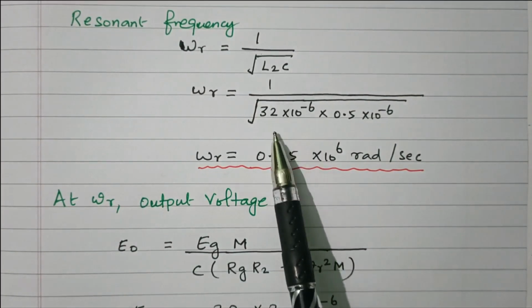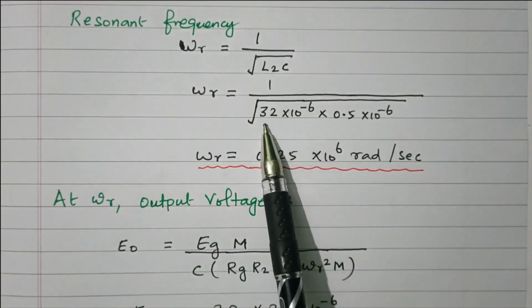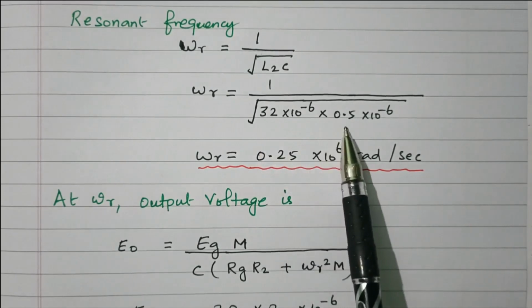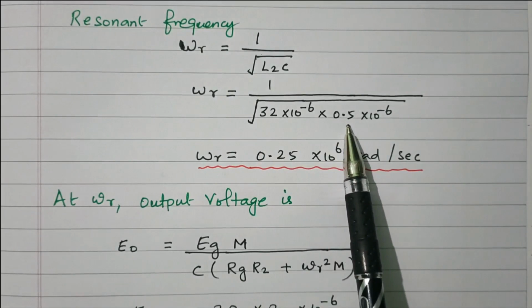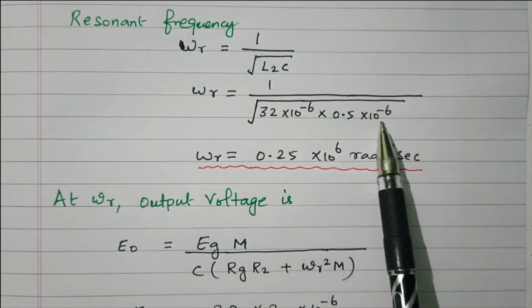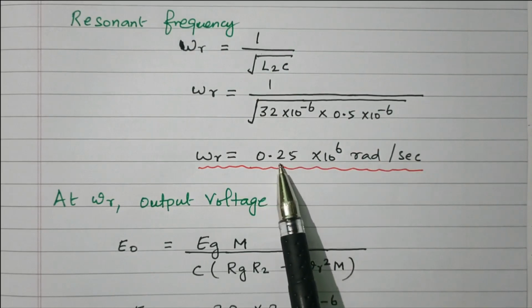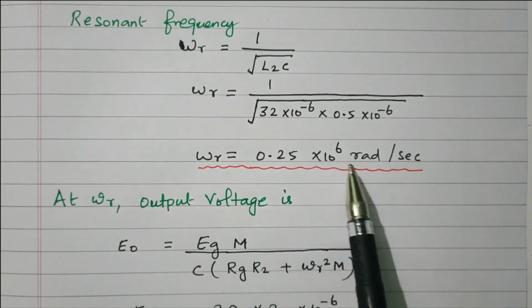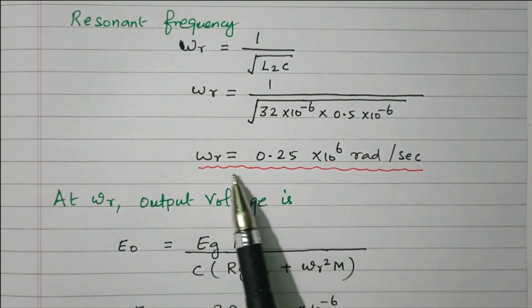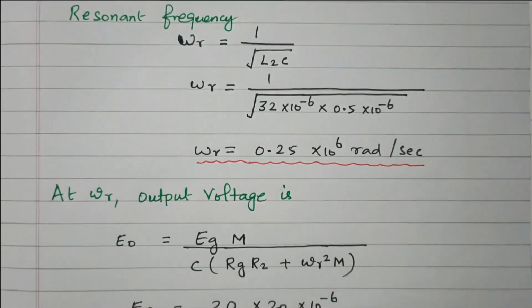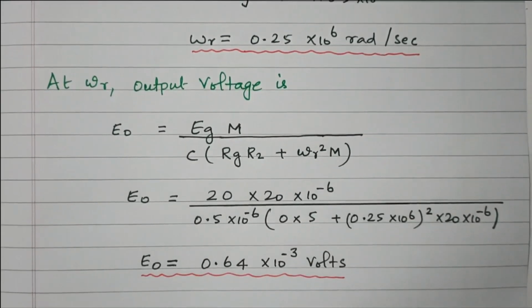So both the values are available. L2 is 32 microhenry, that is 32 into 10 to the power minus 6. C value is 0.5 microfarad, so 0.5 into 10 to the power minus 6. So by simplifying we got 0.25 into 10 to the power 6 radian per second. So the resonant frequency is calculated. So at this resonant frequency we will find the output voltage.